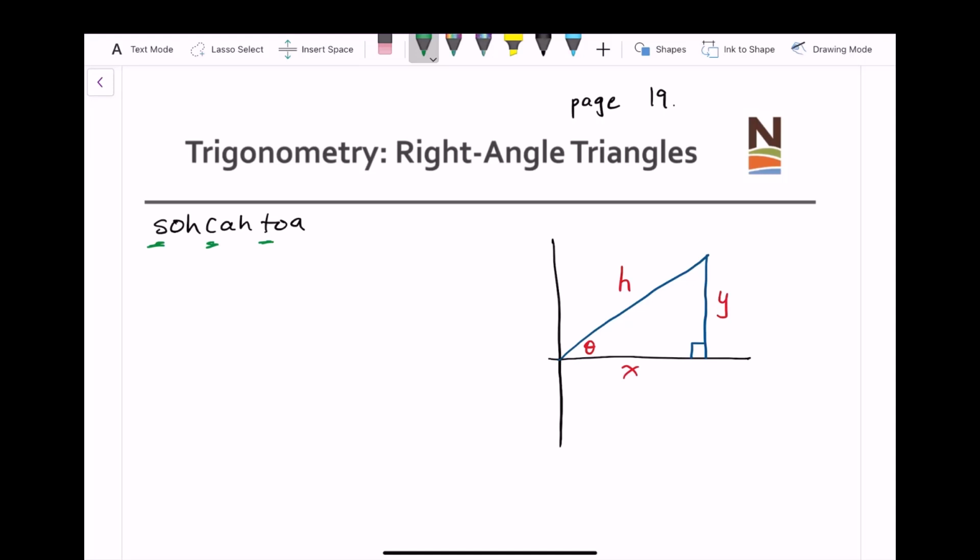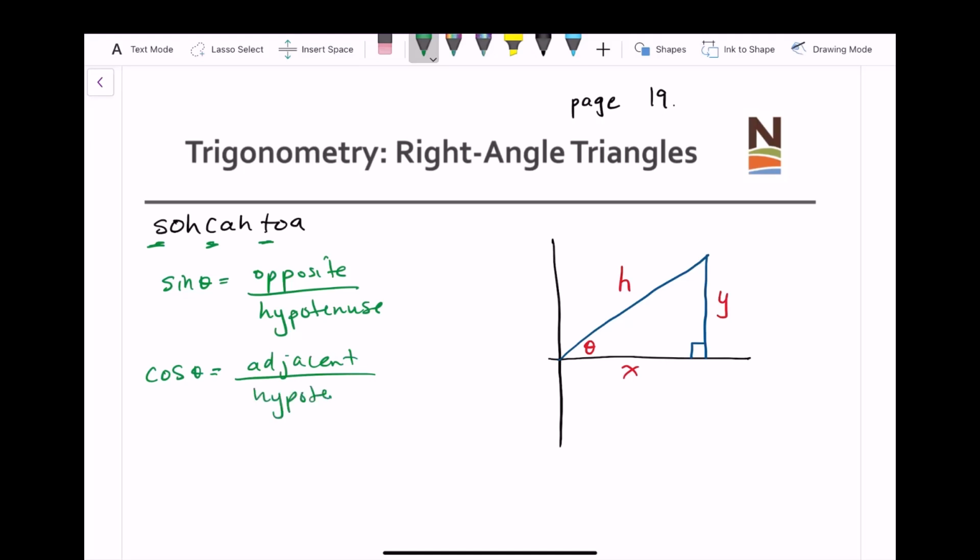So for the first one, sine, that's opposite over hypotenuse. So sine theta is equal to opposite over hypotenuse. Cosine theta is equal to adjacent, that's the CA, adjacent over hypotenuse. And last but not least, we have tan theta is equal to, that would be opposite over adjacent.